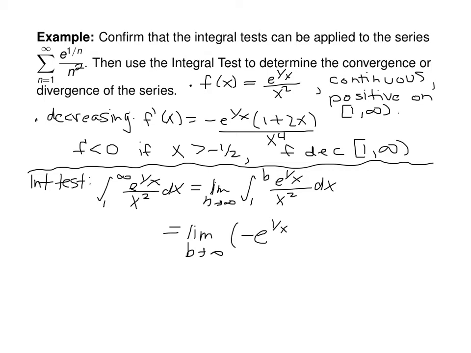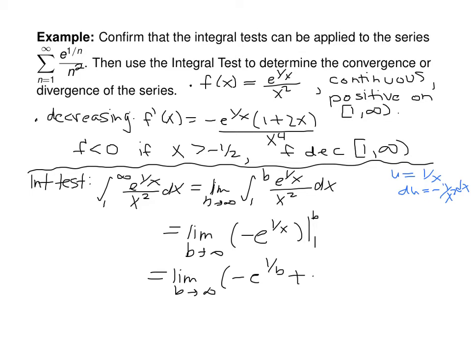If you need to work out those details on your own, do a substitution for 1 over x. The du would be negative 1 over x squared dx. So that's where the negative comes from. And this will be evaluated from 1 to b. So we have the limit as b goes to infinity, negative e to the 1 over b plus e to the 1.